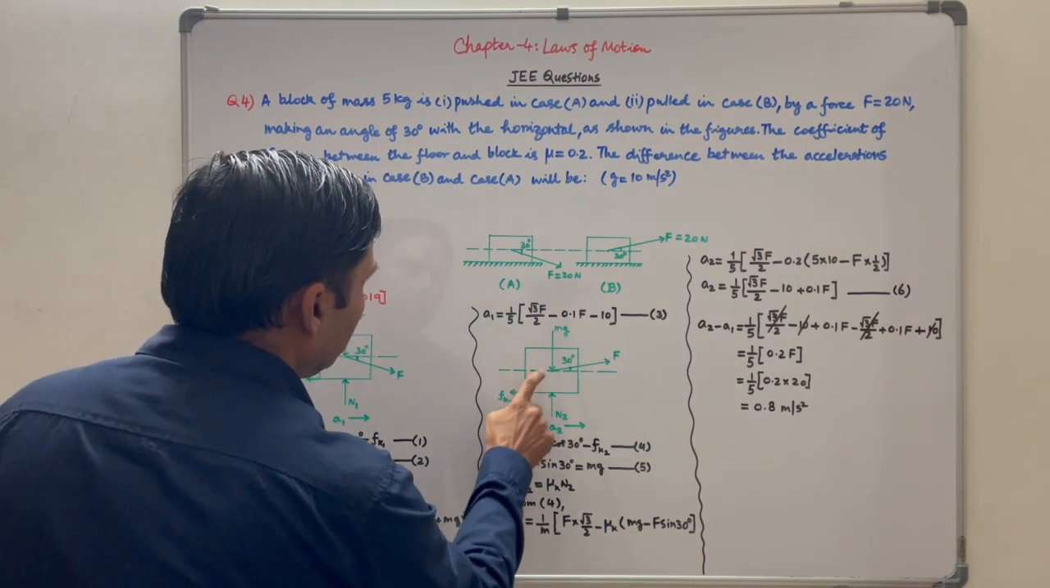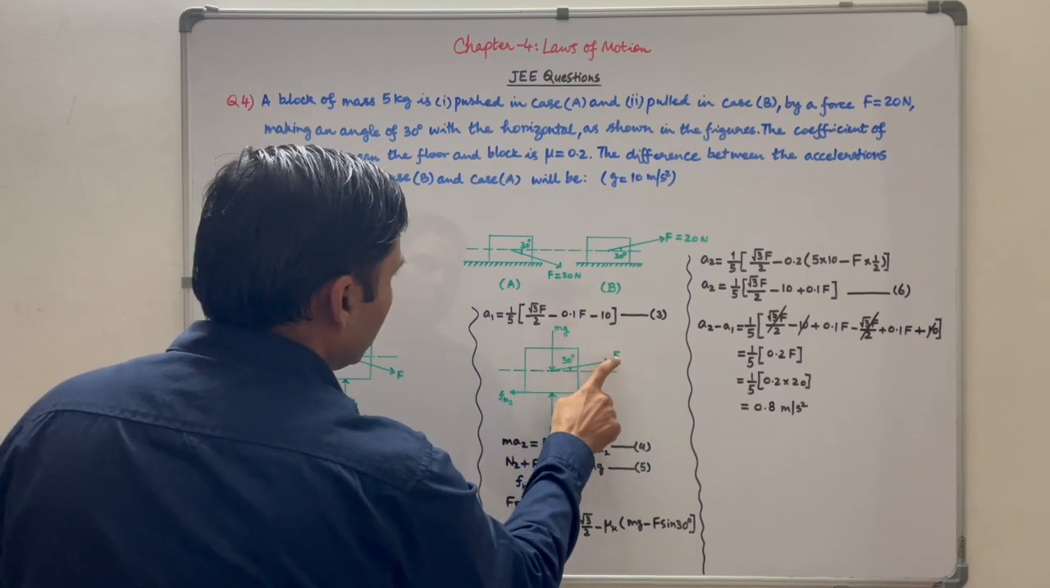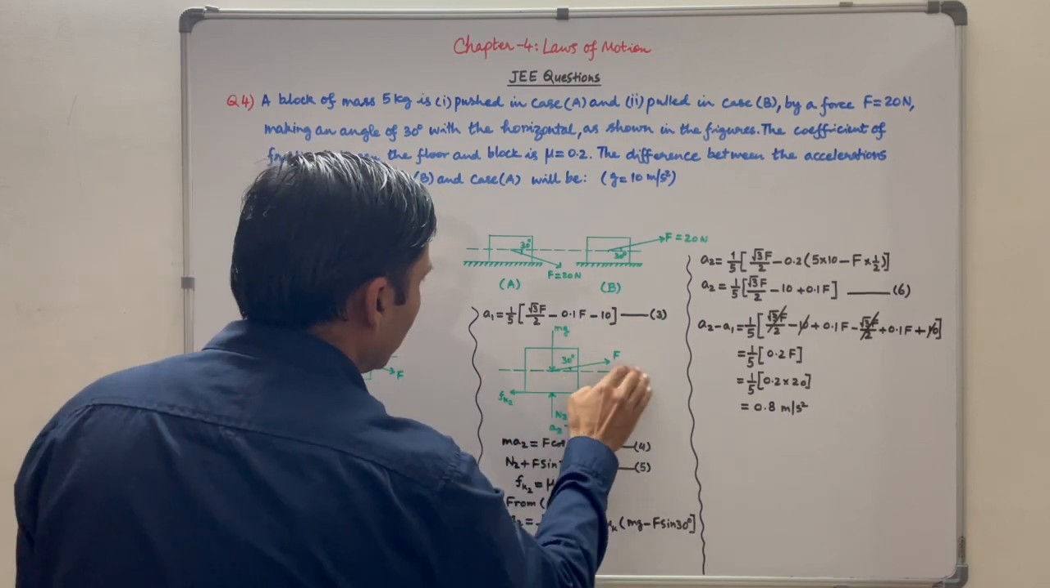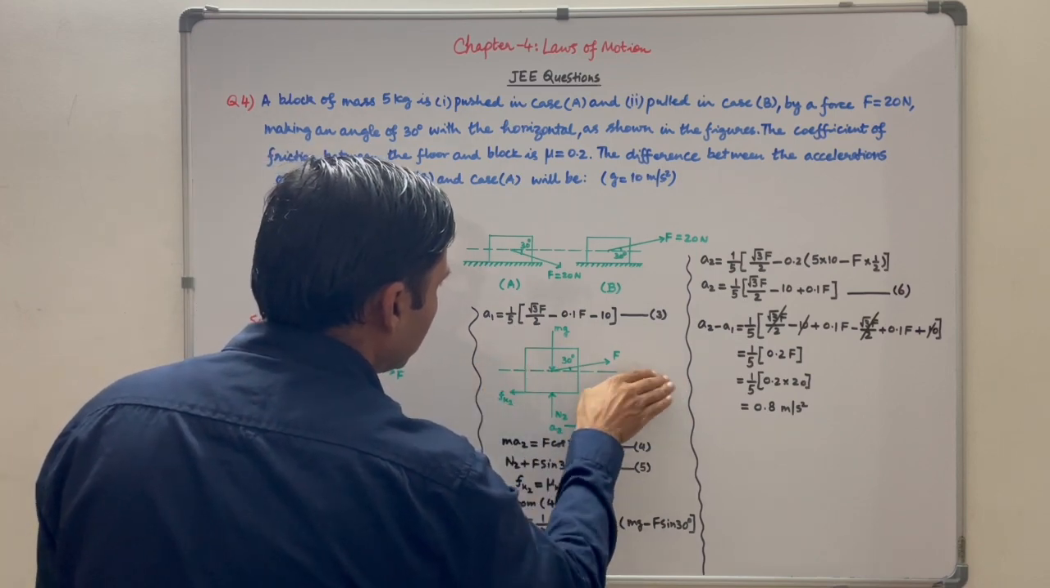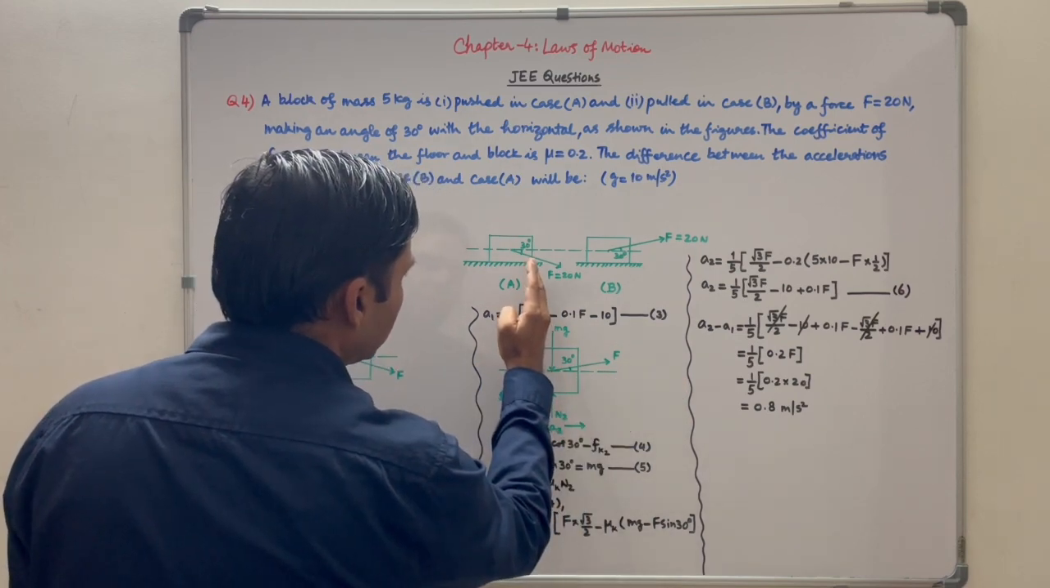This is FBD of the block in case B. We can resolve external force F along horizontal and vertical directions. Its horizontal component will be F cos 30 and vertical component will be F sin 30.